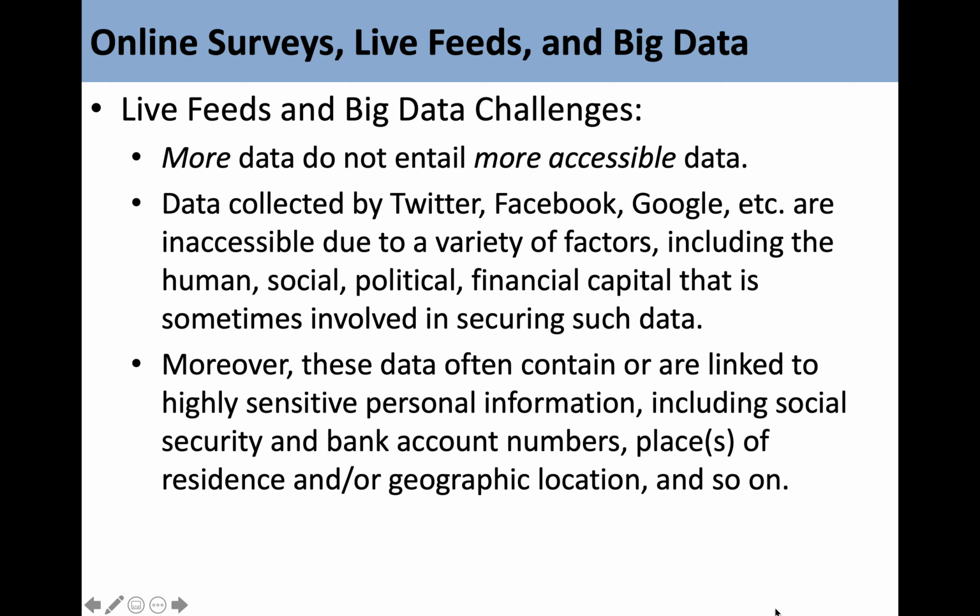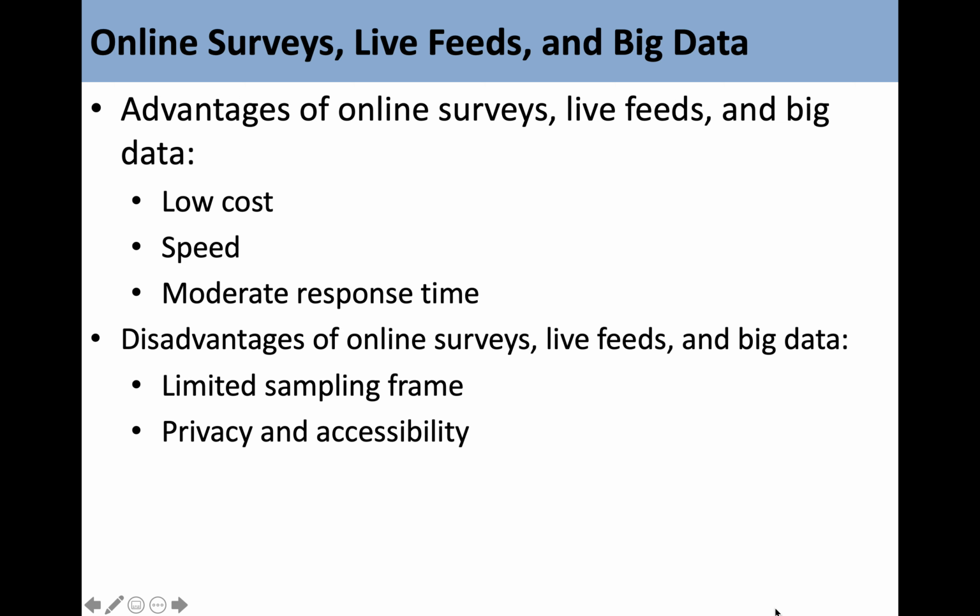Data collected by Twitter, Facebook, Google, etc. are inaccessible due to a variety of factors, including the human, social, political, financial capital that is sometimes involved in securing such data. Moreover, these data often contain or are linked to highly sensitive personal information, including social security and bank account numbers, places of residence and/or geographic location, and so on.